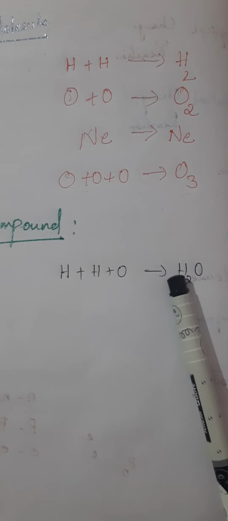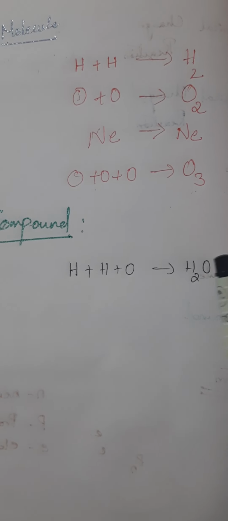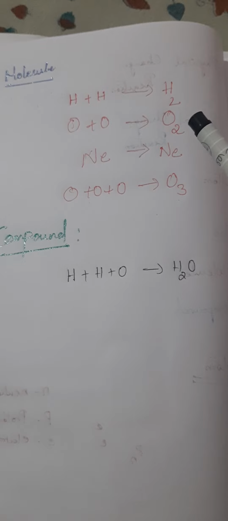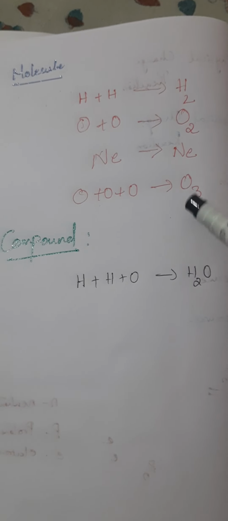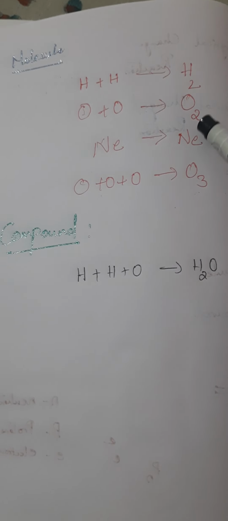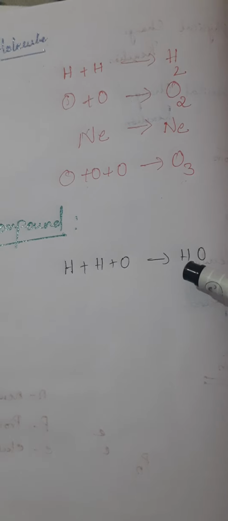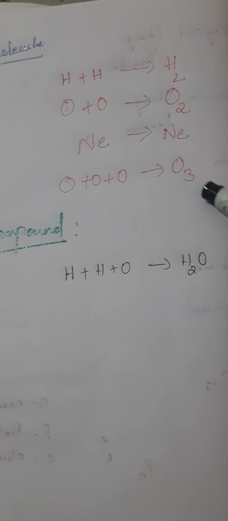So this molecule, because it has two elements, hydrogen and oxygen, we call a molecule of a compound. It is a molecule of an element when it has only one element in it. Here we have only hydrogen element, here we have oxygen element, here we have neon element, here we have only oxygen element. However, here we have two elements, hydrogen and oxygen, hence we call it a compound.